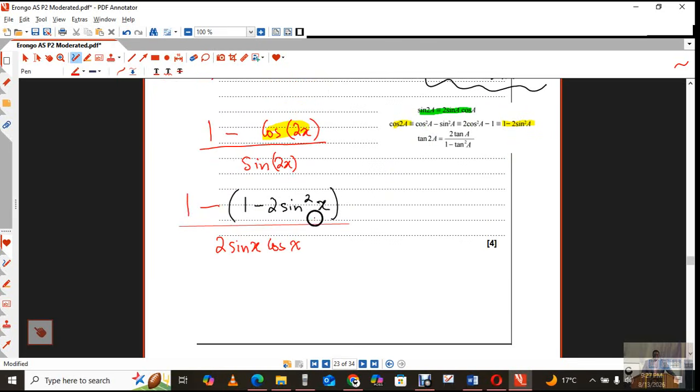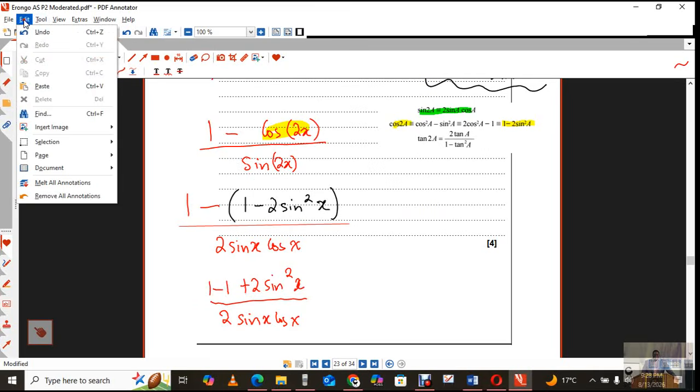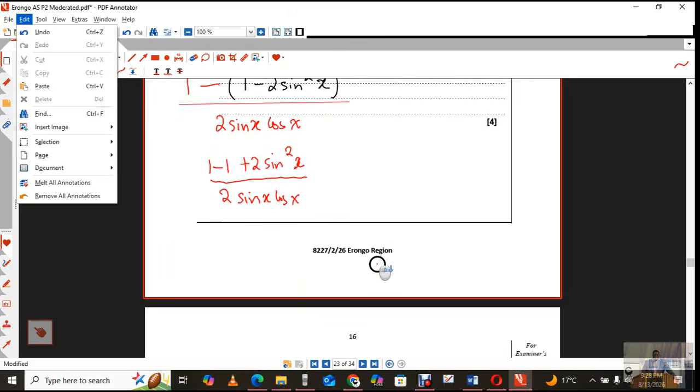If you do that, you will have 1 minus, maybe I must just write it, 1 minus 1 plus 2 sine square x. You need to get rid of the double angles in order for you to prove the identity, okay? You don't want to say equal to till you think it's an equation, which is not.